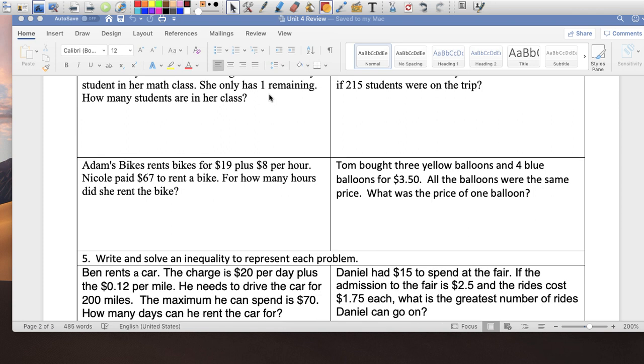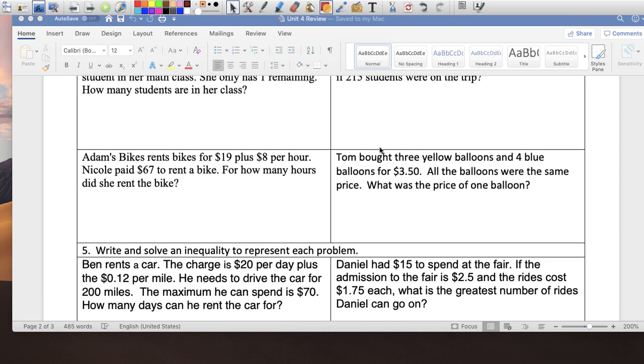Tom bought 3 yellow balloons and 4 blue balloons for $3.50. All the balloons were the same price. What was the price of one balloon? So I know that there were a total of 3 plus 4, 7 balloons. 7 balloons, all that equal to $3.50. Now I want the price of one balloon. Well, divide this side by 7, divide this side by 7, and I get that the price of one balloon was 50 cents.